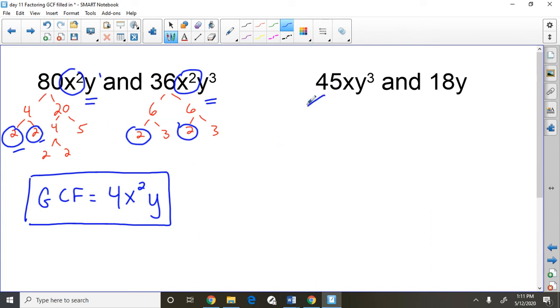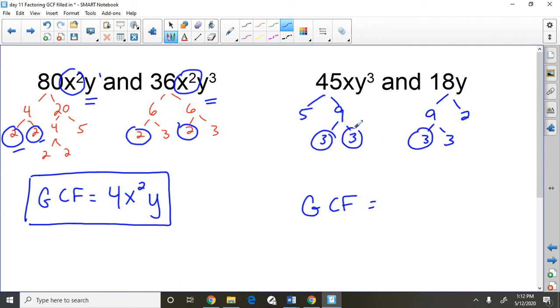One more of those. 45 is 5 times 9, which is 3 times 3. 18 is 9 times 2. This is 3 times 3. So my GCF, I need to circle the factors that are the same. There's a pair of 3s and another pair of 3s. 3 times 3 is 9. This is a pair that you may be able to look at again and see that 9 is the biggest number that goes into them.